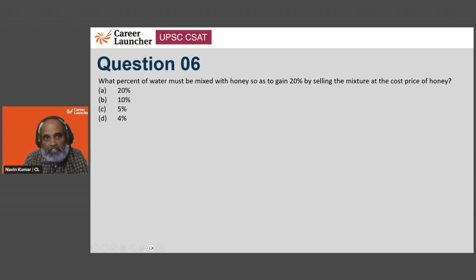Next, what percent of water must be mixed with honey so as to gain 20% by selling the mixture at the cost price of honey? So 20% here is nothing but 20 out of 100, which can be written as 1 out of 5.